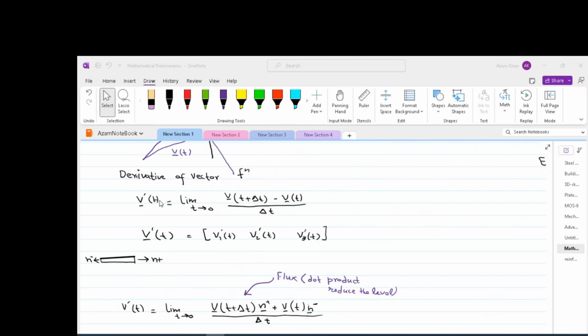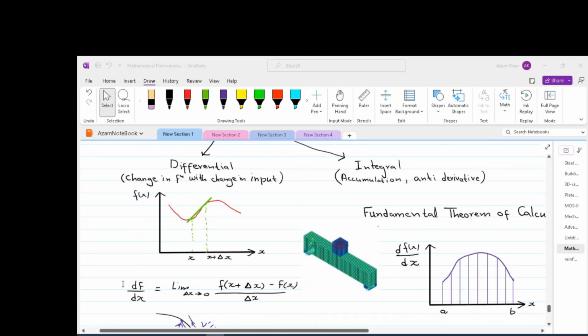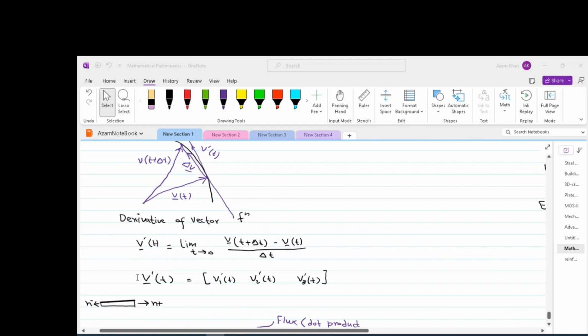We get v dash t. The reason I have called it v is because it can be velocity, and v of t plus delta t and v of t can be displacements. Once we work out our vector differential at point t, we can write it in the form of 3 components. So from the scalar definition of differential, we have now come to a vector definition of differential.